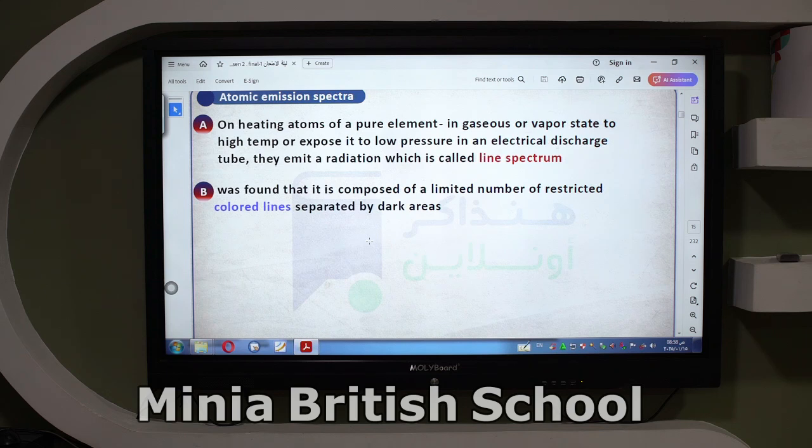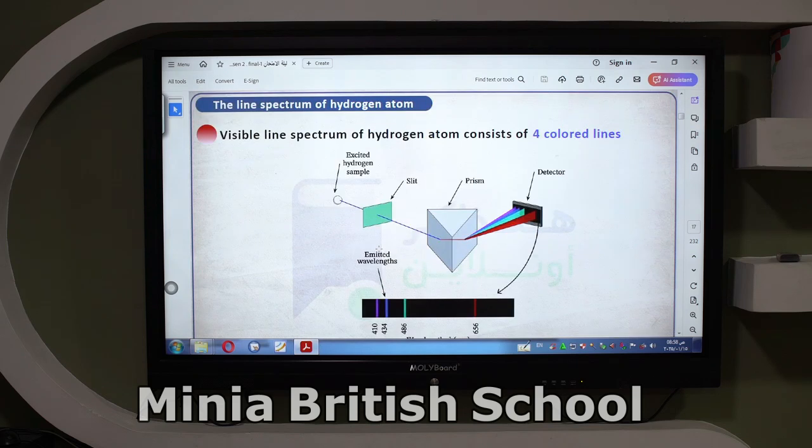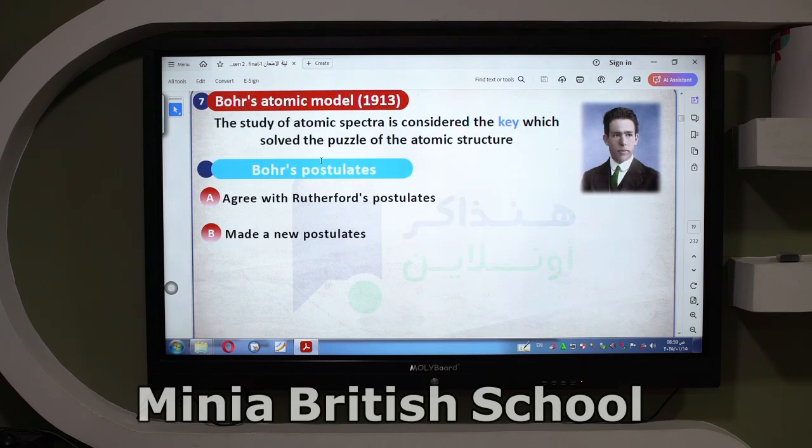To get a line spectrum belonging to the atom, it was found that it is composed of a limited number of colored lines separated by darkened areas. Okay, we have an example of it. This is an example of a line spectrum of hydrogen. It consists of 4 colored lines. So, about Bohr's postulates, he agreed with Rutherford's postulates and made new postulates.